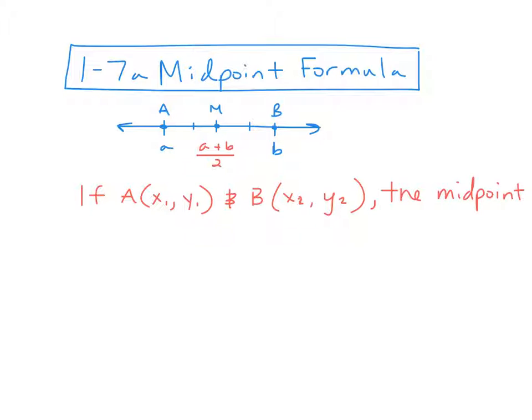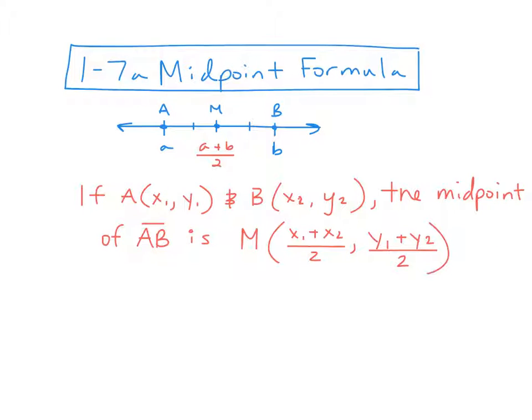is going to be just like what we did on the number line, but now you have an x and a y instead of just one value. You have 2 values that you're working with. So we would say the midpoint of segment AB is M, which will be x1 plus x2 divided by 2, and then y1 plus y2 divided by 2. So now you're taking both of your x terms, adding them together, dividing by 2, and both of your y terms, adding them together and dividing by 2.